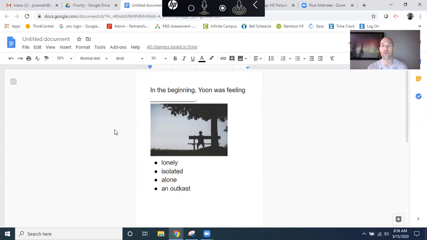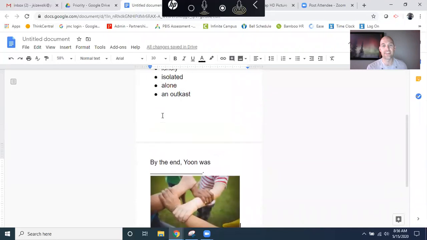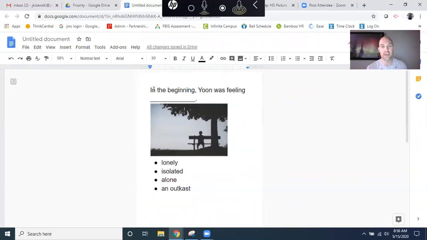Now, here for our work. I want you to choose one of these words to describe how Yoon was feeling in the beginning and then in the end. Let me show you. In the beginning, Yoon was feeling, I'm going to use one of these four words to describe how she was feeling. In the picture, you see a person sitting on a bench all alone. That is what all four of these words mean. They mean lonely or feeling like you're all by yourself.